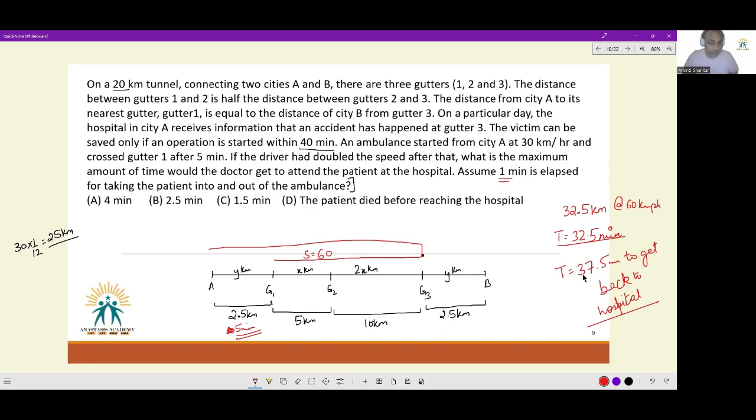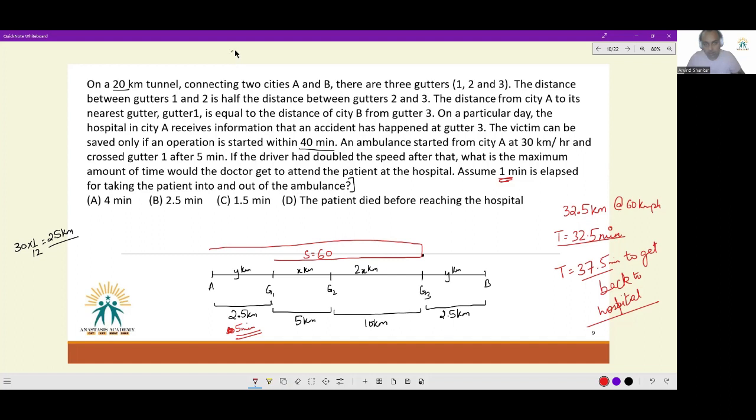Now see, you receive information about the accident. Within 40 minutes, you have to bring the patient to the hospital. 37.5 minutes is your traveling time, and 1 minute is also used up for getting the patient in and out of the ambulance. So how much time is available to the doctor?